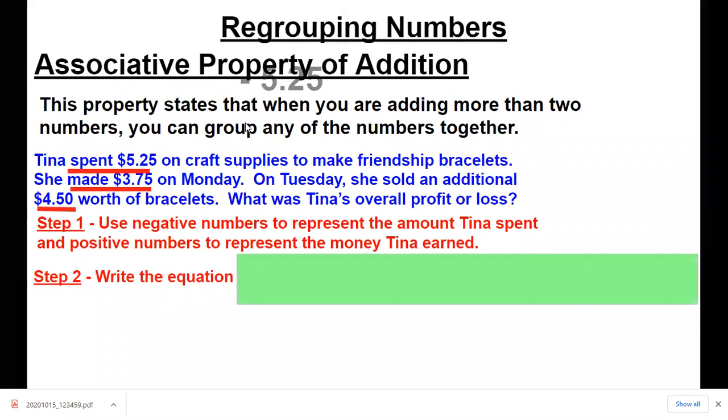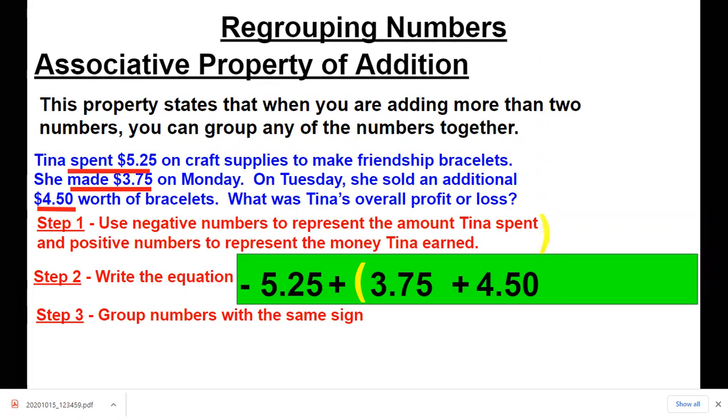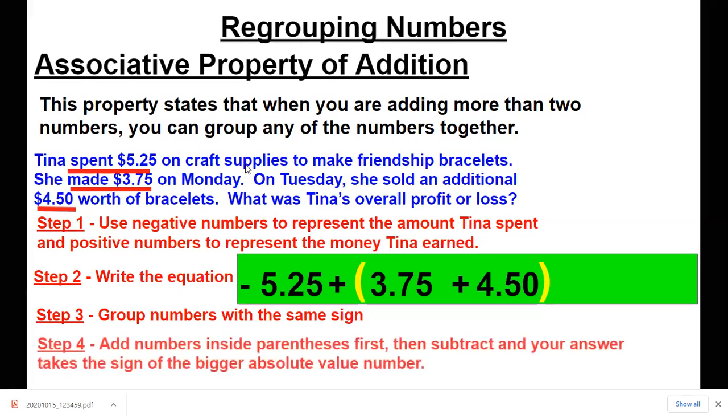So we're going to write the equation. Negative $5.25, that's her spent money, plus positive $3.75, plus positive $4.50. Now we're going to use the associative property of addition to group the numbers that have the same sign together as we're figuring out the answer. So group numbers with the same sign. I'm going to put parentheses around those two because I'm grouping those, and I'm going to add those together first. Add the numbers inside the parentheses, then subtract.